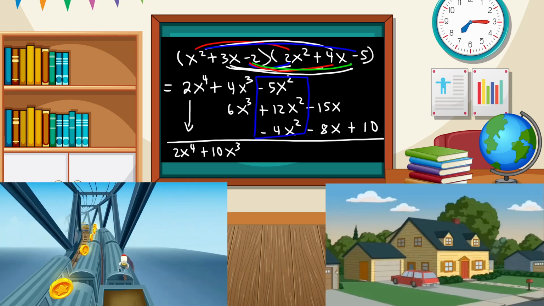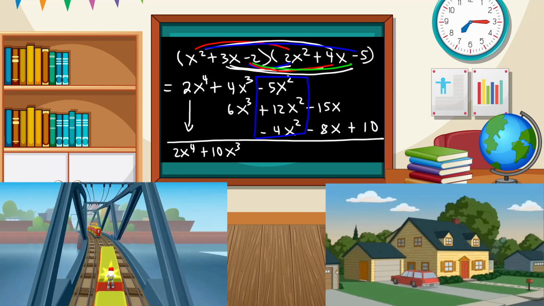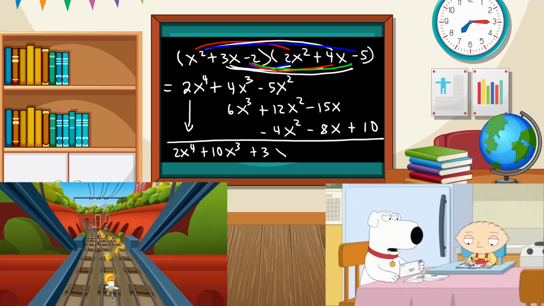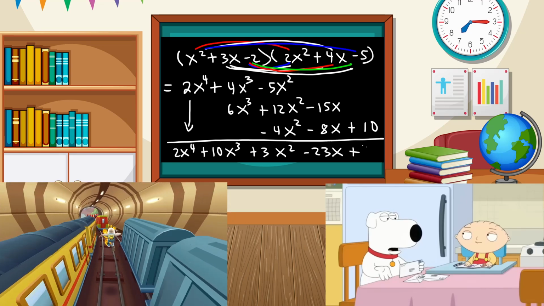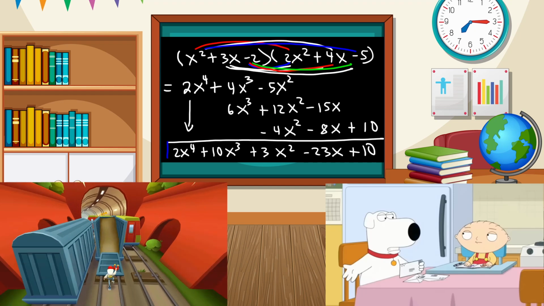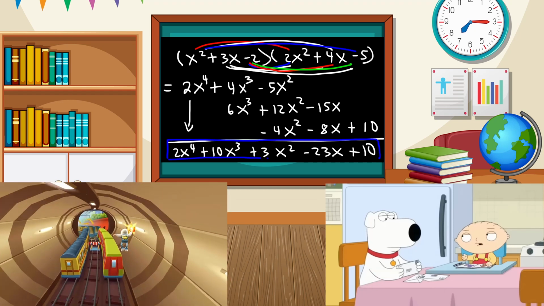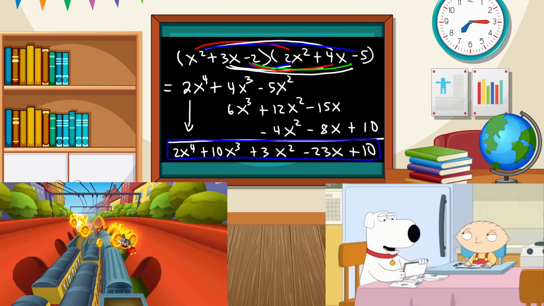Negative 5 plus 12, that's positive 7. 7 plus negative 4 is positive 3. So this is going to be positive 3x squared. And then negative 15 plus negative 8, that's negative 23. And so this is the answer: 2x to the 4th power plus 10x cubed plus 3x squared minus 23x plus 10.